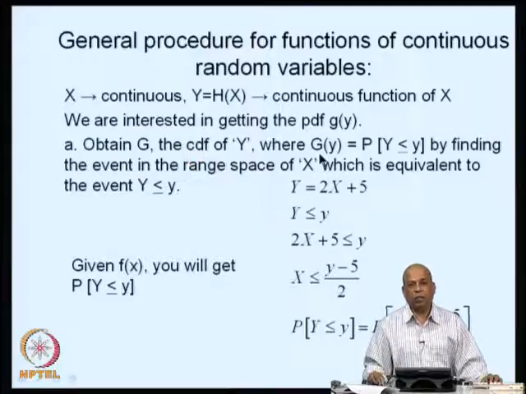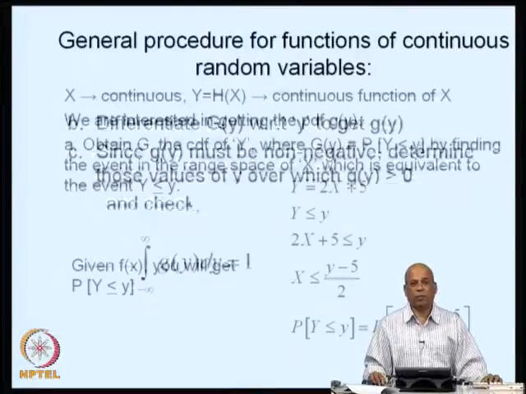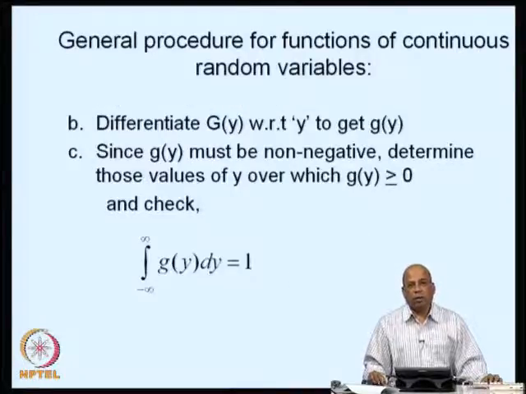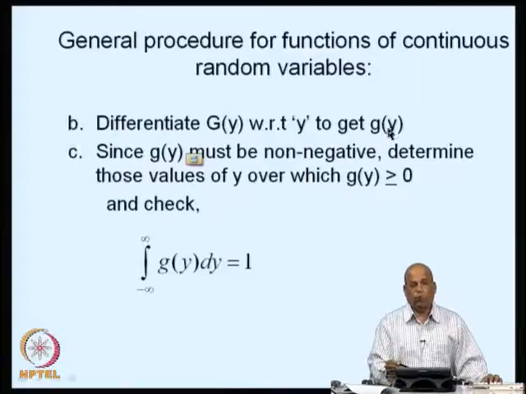Once we know the CDF of y, you can obtain the PDF of y. How do we do that? We simply differentiate the CDF with respect to y to get the associated PDF. So, we obtain the small g of y, which is the marginal density of y, from the CDF capital G of y by differentiating with respect to y.